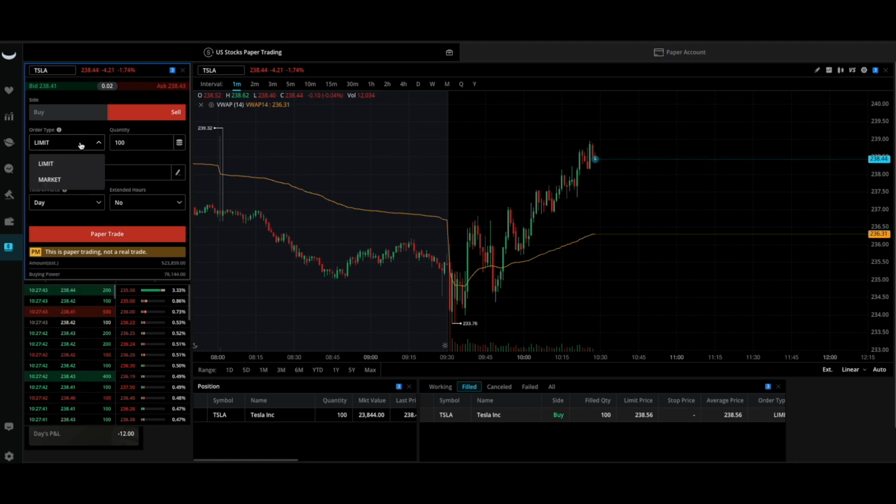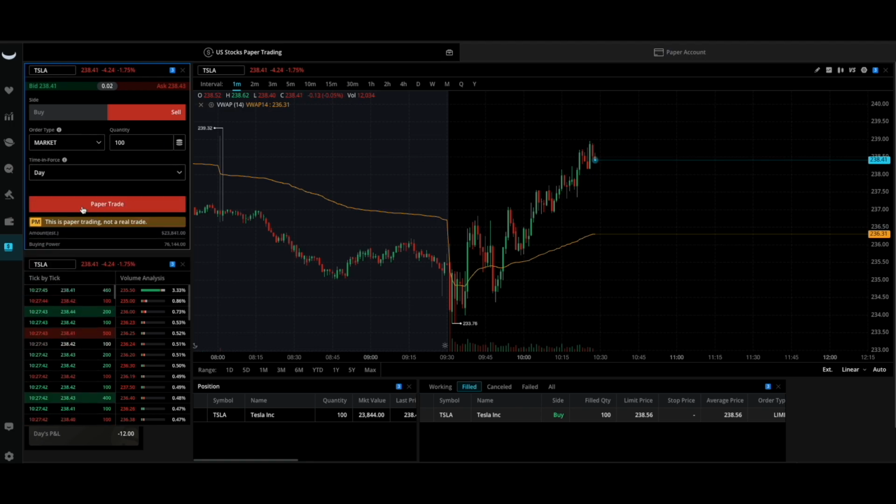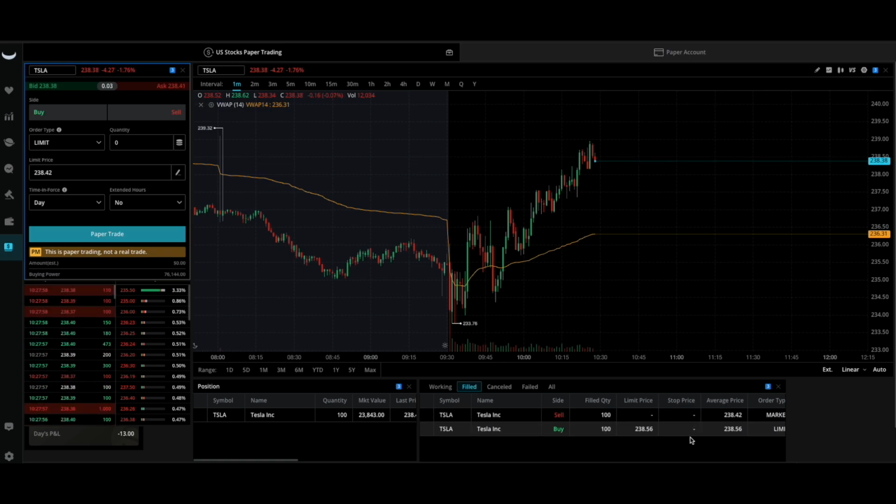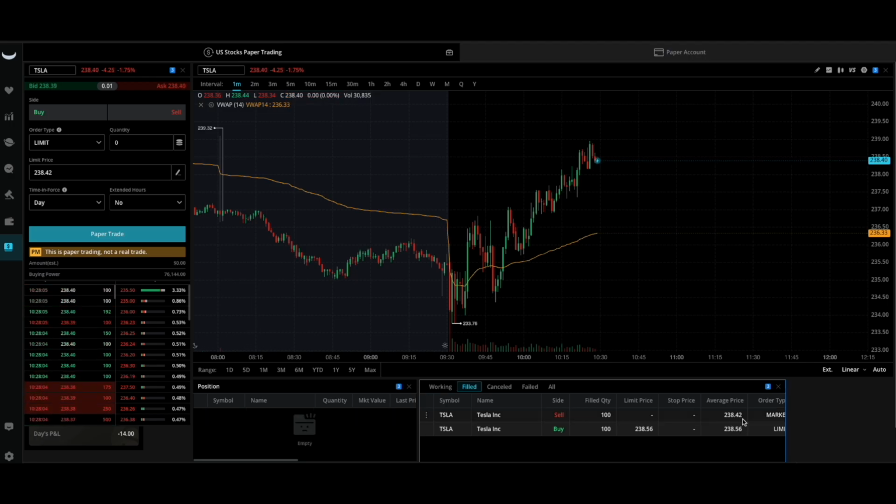Actually, let's just do a market order so you can see. If it's a market order, I am going to just sell it. So if I click 100 shares, paper trade, I just submitted the trade. Let's see where it fills. It's going to take a second to load because we just did the trade, and there it is. So there I just sold. I took a loss. 238.56 is where I filled it, and 238.42 is where I sold it. So now, when you're looking at your day's P&L, Webull will show you that I just lost $14 on that trade.